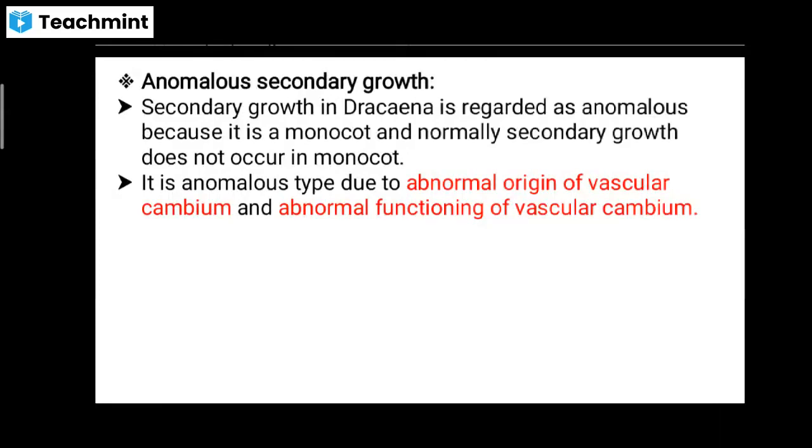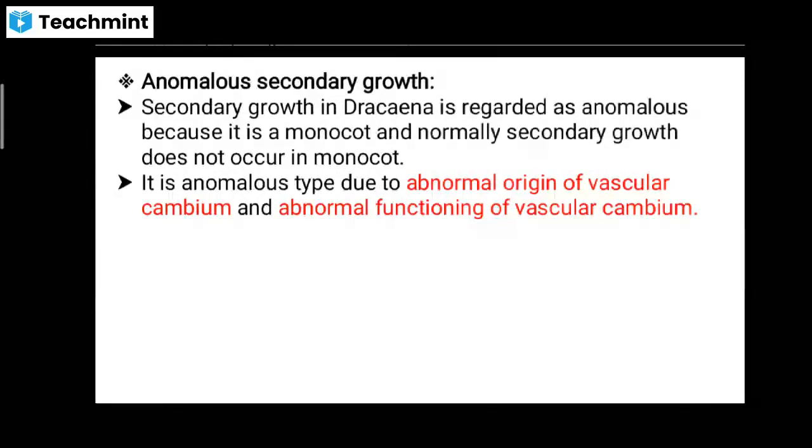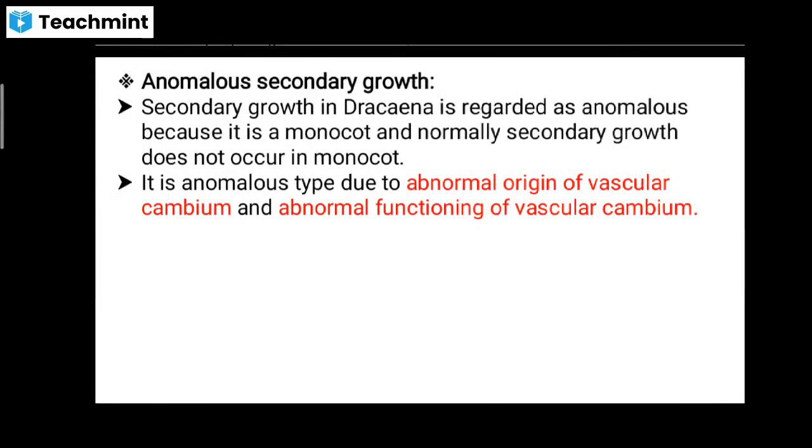But in case of this Dracaena, the cambium is present. That's why it shows secondary growth. Then it is anomalous due to the abnormal origin of vascular cambium and abnormal functioning of the vascular cambium. So mostly the first reason is the presence of the cambium.